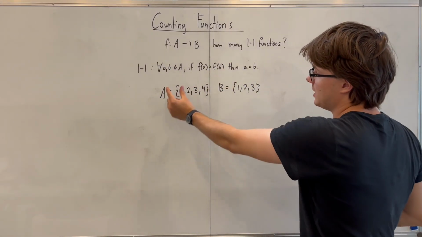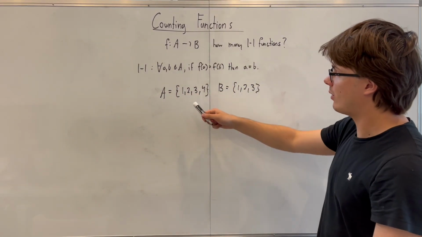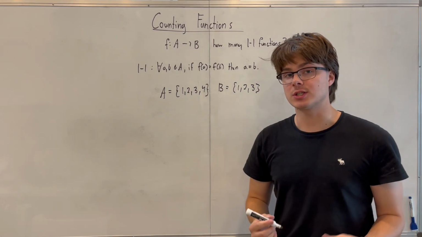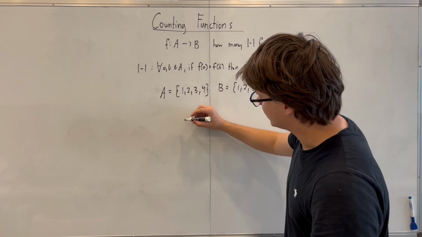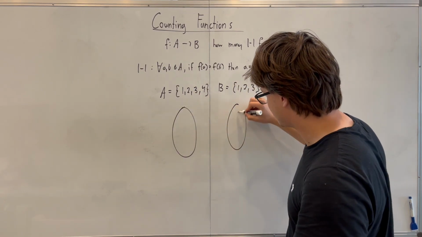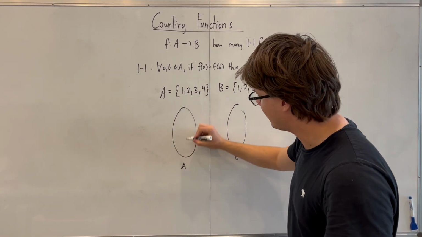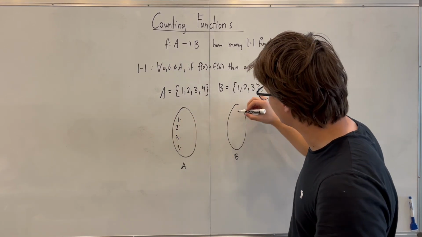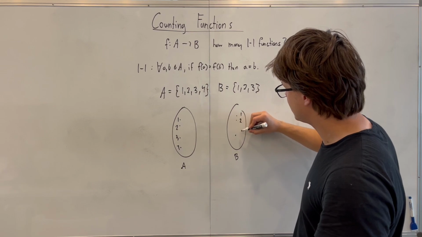What if we increase our domain by 1? So now our domain is bigger than our codomain. How many one-to-one functions can you have? Well, let's think about this critically, right? Let's draw our sets once again, A and B. And let's draw our elements, 1, 2, 3, and 4, and then 1, 2, and 3.